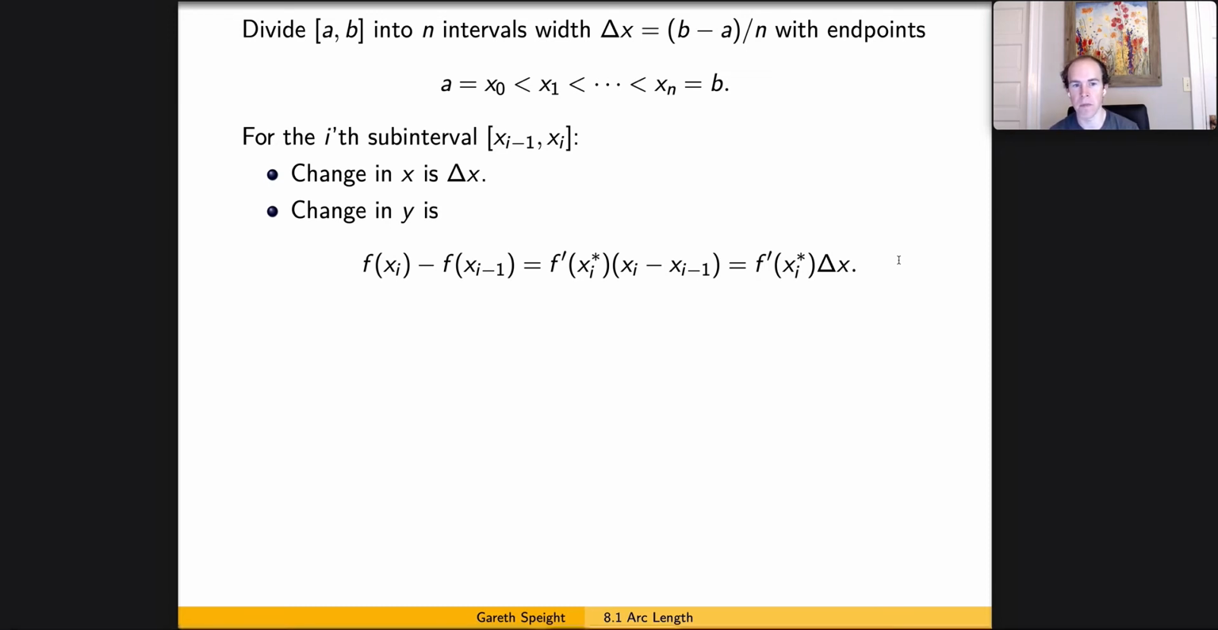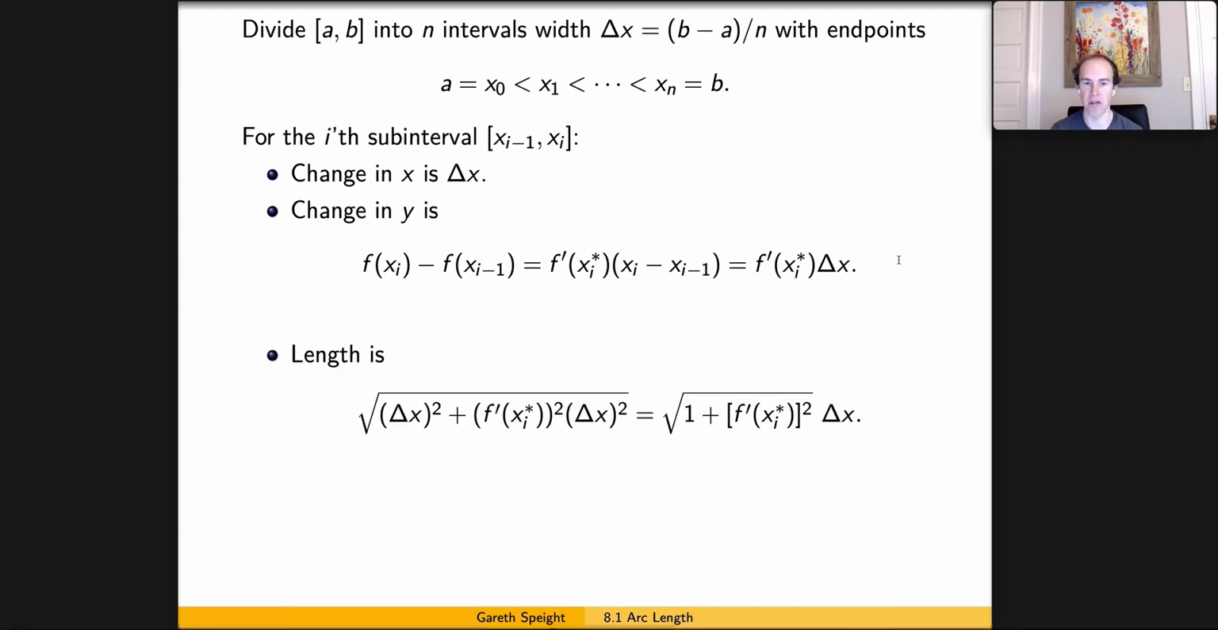It's a sample point. Okay, now we know the change in x and we know the change in y. We can find the length of the segment which joins the endpoints. That's going to be our line segment. We just use Pythagoras theorem, right? We do the square root of the change in x squared plus the change in y squared. That gives us the length of the hypotenuse.